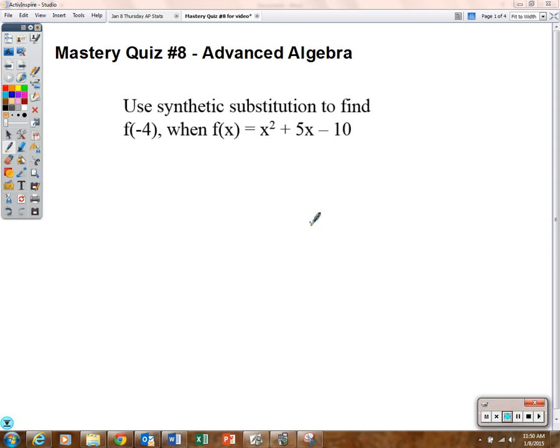Mastery Quiz number 8, Advanced Algebra. Use synthetic substitution to find f of negative 4 when f of x equals x squared plus 5x minus 10.